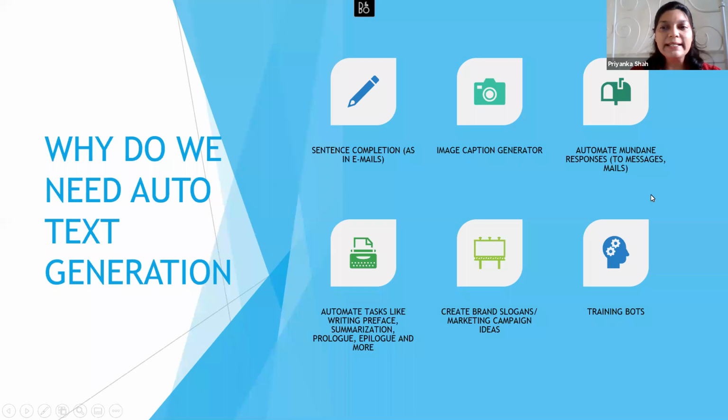So why do we need auto text generation? As I was mentioning earlier, for sentence completion as in emails, and for image caption generators. You have a lot of billboards and ads these days, Google ads and ad campaigns for brands, for cars especially. Every time you see a picture, you don't expect an actual human interpreter to caption that image. So there are AI algorithms which generate very interesting image captions. And that is a booming industry, having automated image caption generators.